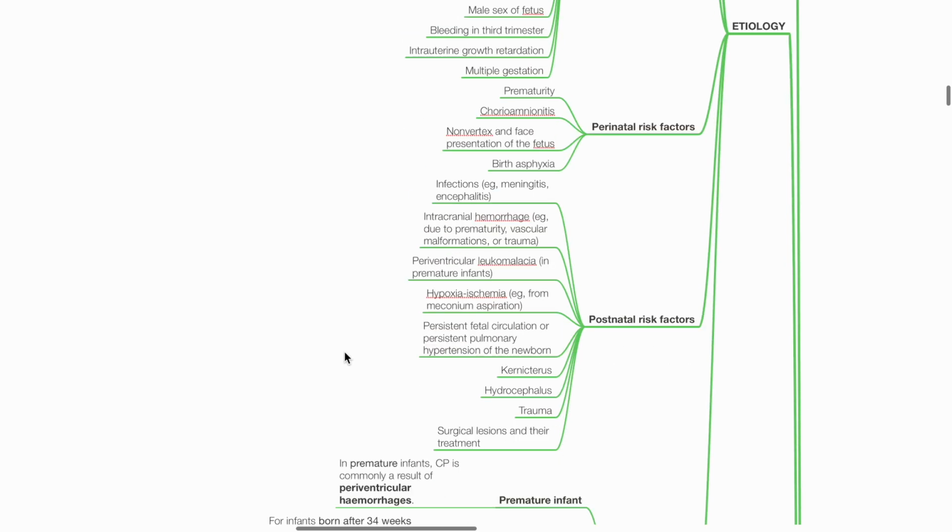Perinatal risk factors include prematurity, chorioamnionitis, non-vertex and face presentation of the fetus, and birth asphyxia. Postnatal risk factors include infection, intracranial hemorrhage, periventricular leukomalacia, hypoxia ischemia, persistent fetal circulation or persistent pulmonary hypertension of the newborn, kernicterus, hydrocephalus, trauma, and surgical lesions and their treatment.